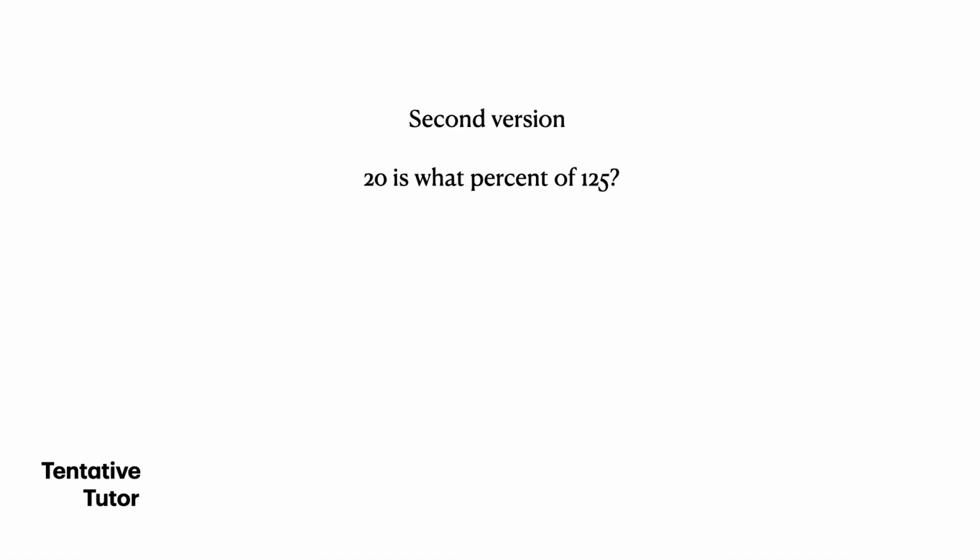Now here's the second version. 20 is what percent of 125? We'll use the same method. We translate the question into an equation. "Is" becomes equal. We use W for "what", and "of" is times. We get 20 is equal to W times 125. Rearranging that a little bit, we get 125 times W is 20.